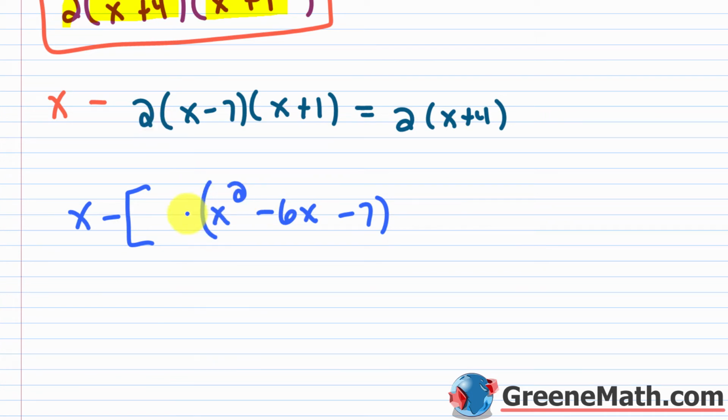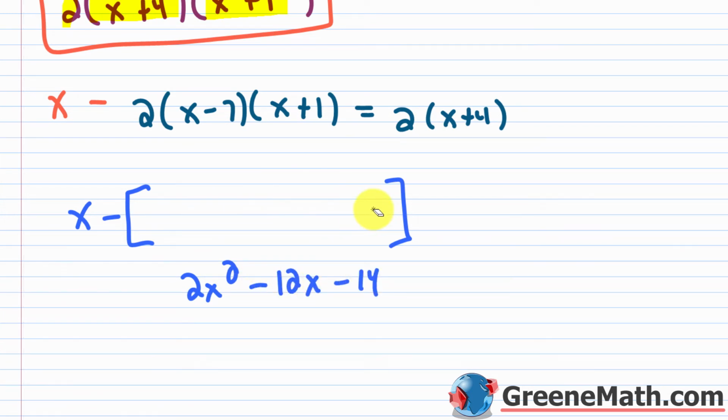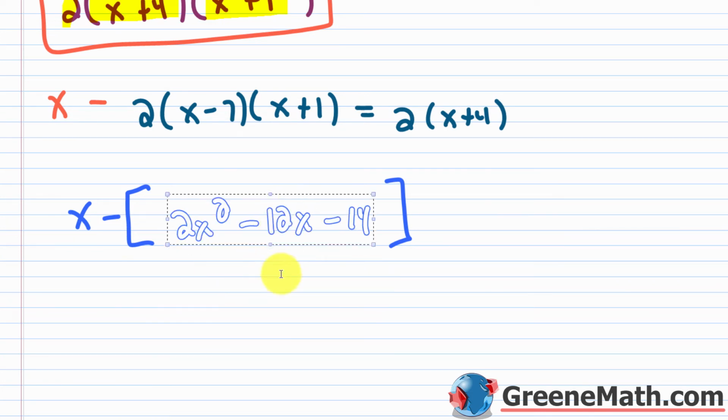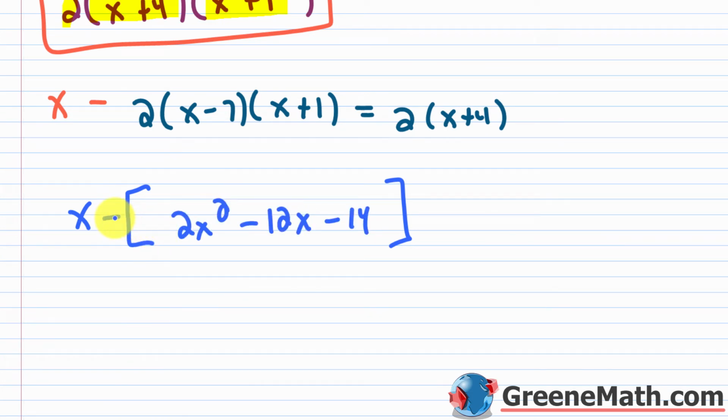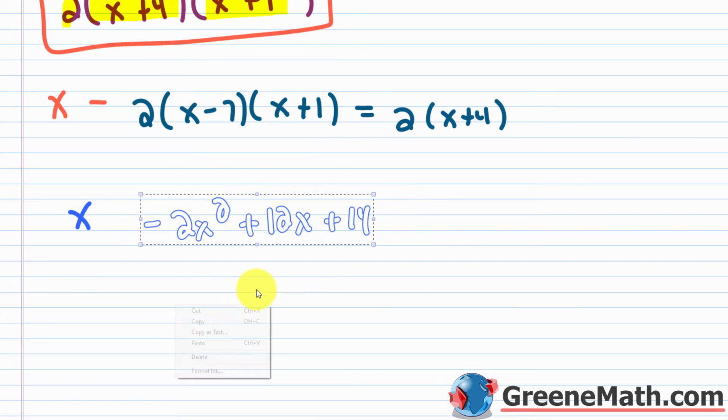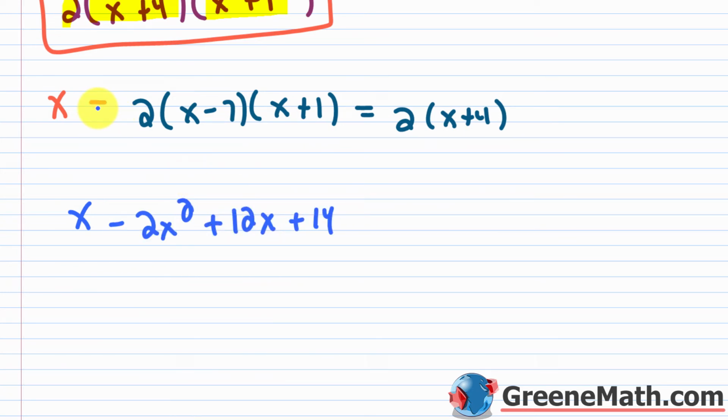This would get multiplied by 2, so this would be 2x squared minus 12x and then minus 14. Now, if you want to simplify here, you're going to change the sign of everything. So this is going to be a minus, this is a plus, and this is a plus. Make sure that if you're subtracting something like this away, you wrap it in parentheses or brackets so that you don't make a sign mistake. That's very important. Then this equals, over here, 2x plus 8.